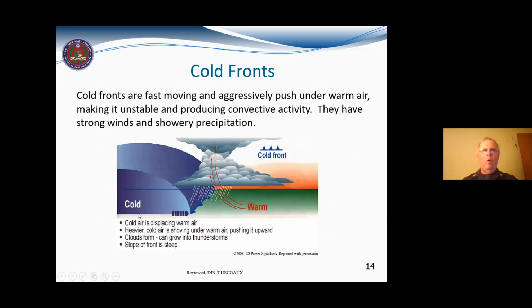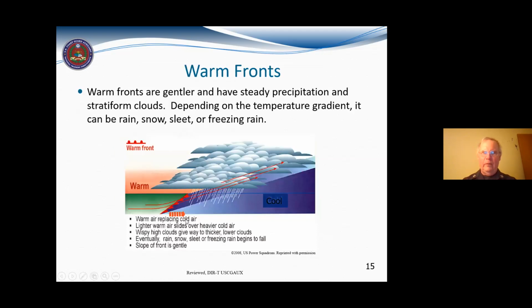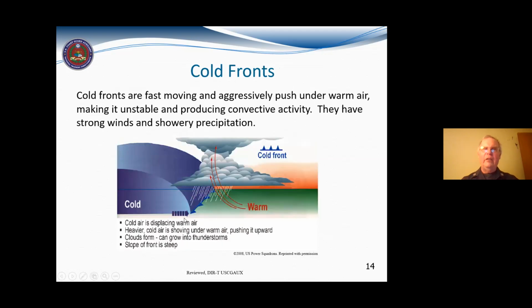So here's a cold front. This is actually not a section view, it's kind of an isometric view. And you see here is a bubble of cold air. Here's the front. This cold air is moving from left to right, and it's pushing under the warm air, because the warm air, of course, is lighter.